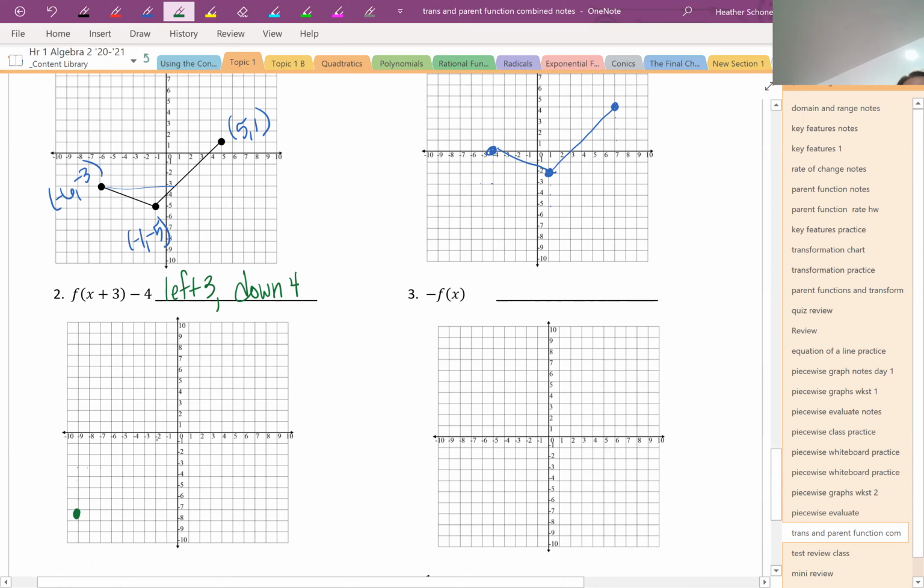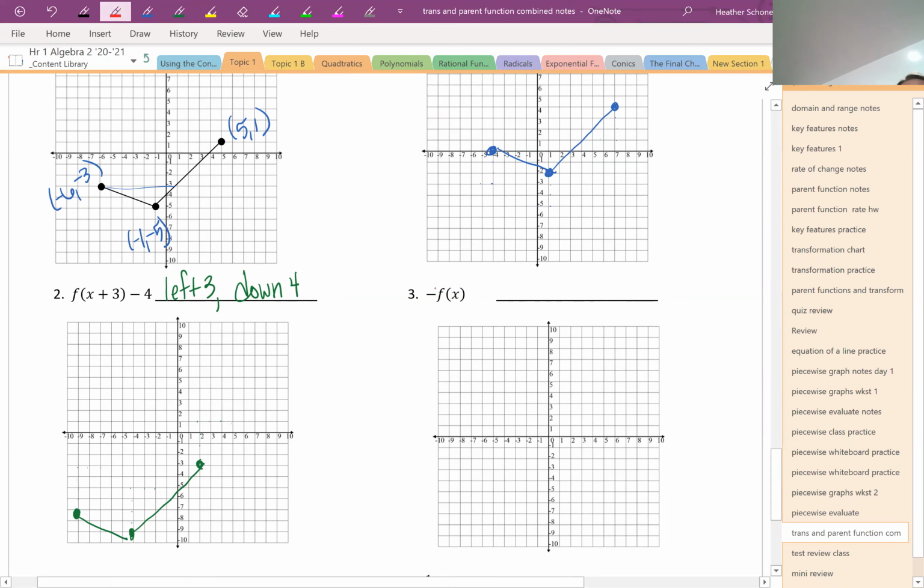Next one is at -1, -5. So I'm going to go left 3 and down 4. And there's my point. Last but not least, I'm going to go left 3 and down 4. And there's my point. Here's the graph.